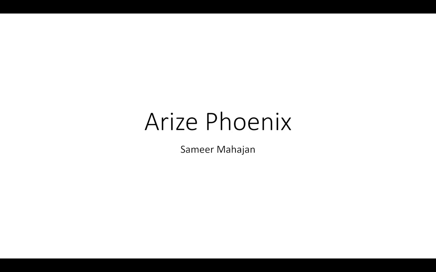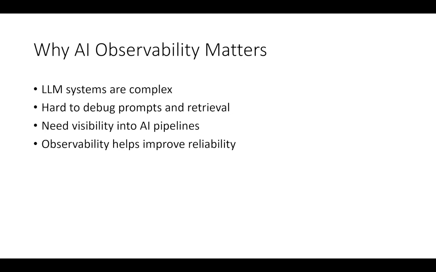Today we're going to see an interesting video on Arize Phoenix. So, a little background: what is AI observability, and why does it matter? As we know by now, LLM systems are complex. The prompts and retrieval are hard to debug. We need visibility into these AI pipelines to see what's going on, and you may find something that you want to change. Then you make some change and you want to see whether it improves or not. This way, observability also helps improve the reliability of your AI app.